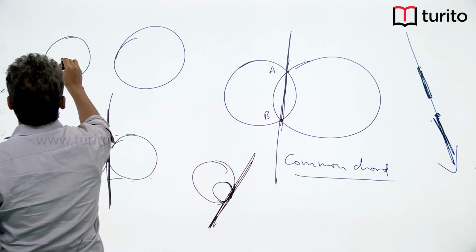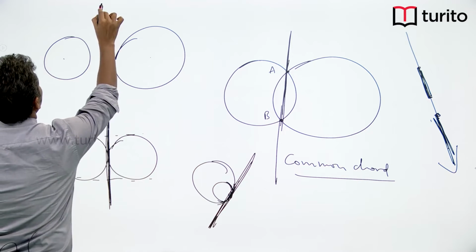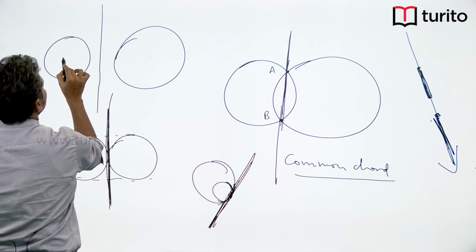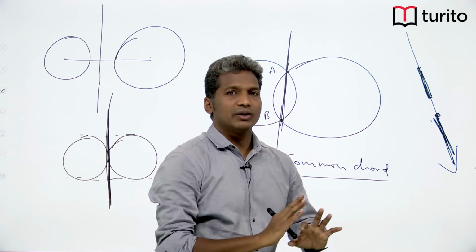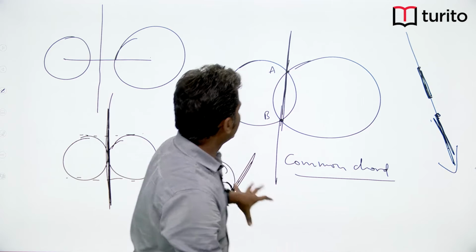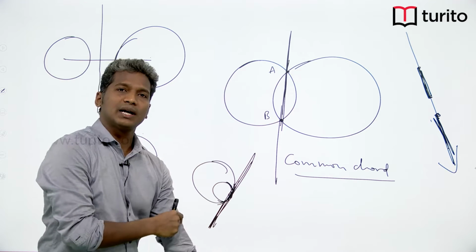And for the circles which are apart, the radical axis will lie between both the circles, but it will not bisect the line joining centers. Okay. So, this is basic general knowledge of the radical axis.